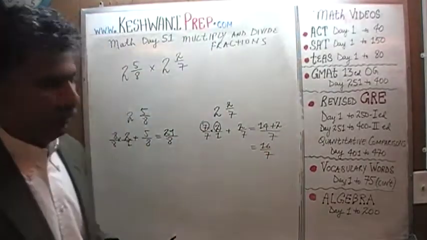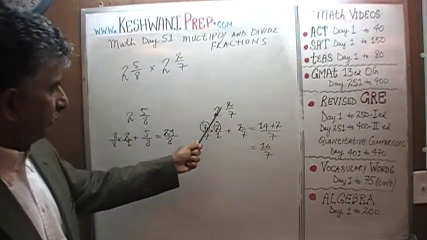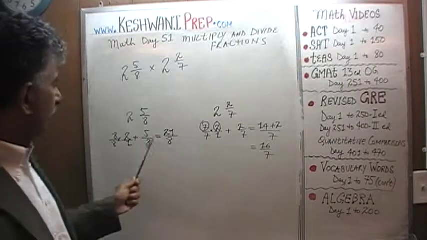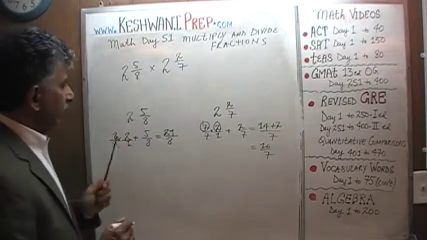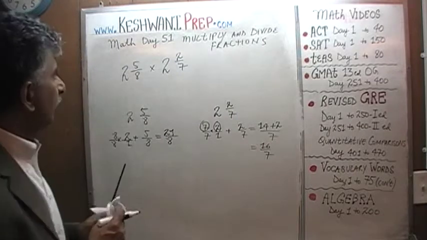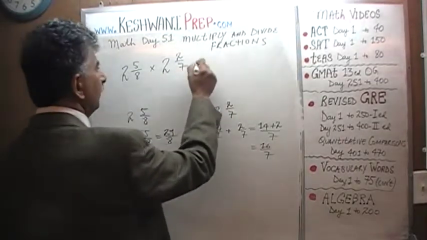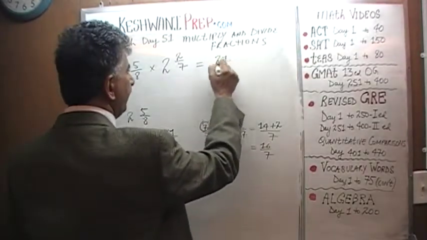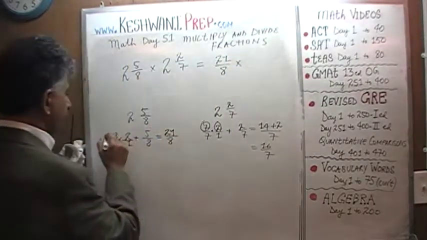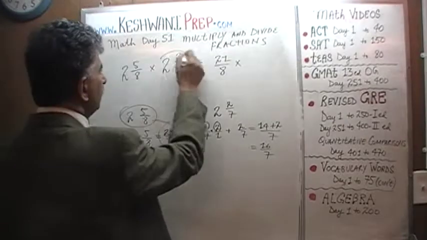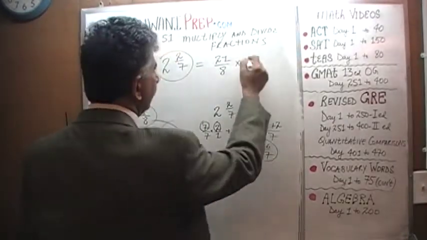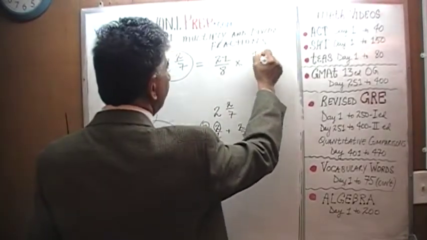And of course, the quicker way would have been simply to do 7 times 2, which is 14, plus 2 is 16, 16 over 7. So we have our numbers here. The first one is 21 over 8. Let's continue here. So we have 21 over 8, which is the first one right here. This part boils down to 21 over 8. And then 2 and 2/7 boils down to 16 over 7. That's it.